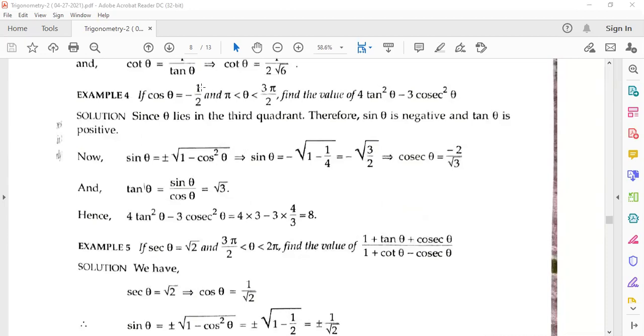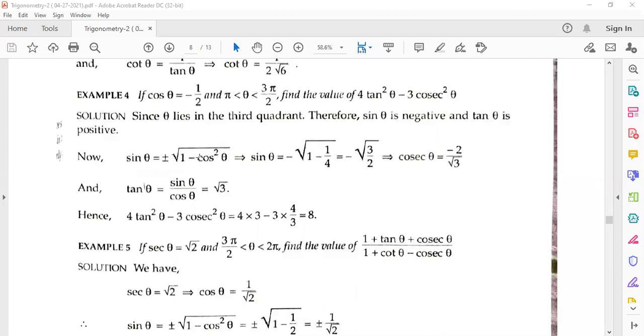If cos theta is given minus half, theta lies between pi to 3 pi by 2. That means theta lies in the third quadrant. Find the value of 4 tan square theta minus 3 cosec square theta. Cos theta is given, so we can find out the value of sin theta.